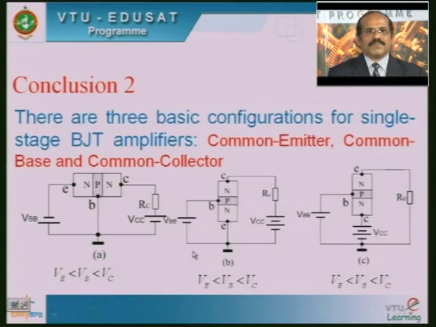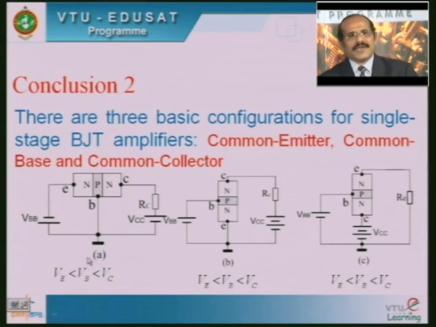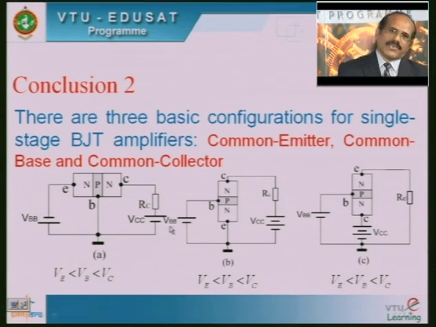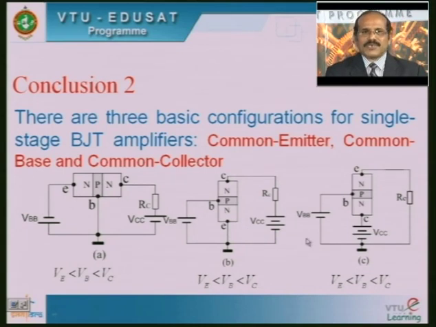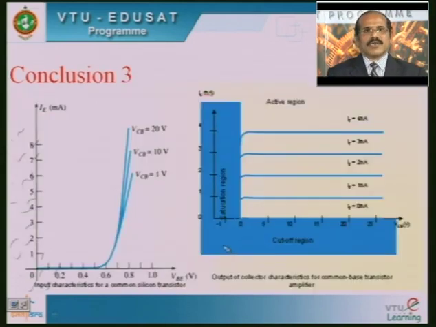This finally can be equated to IC equal to beta DC into IB. Similarly, we came to know about the three basic configurations of a single stage BJT amplifier. To fit the BJT into a two port network, one terminal has to be made common. If the base is common to both input and output, you get a common base. If the emitter is common to both input and output, it is a common emitter configuration. If the collector is common to both input and output, it gives rise to the common collector configuration.